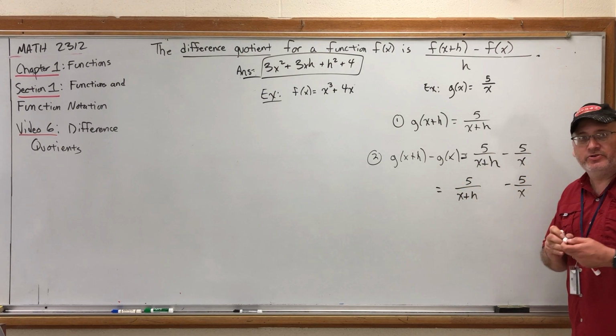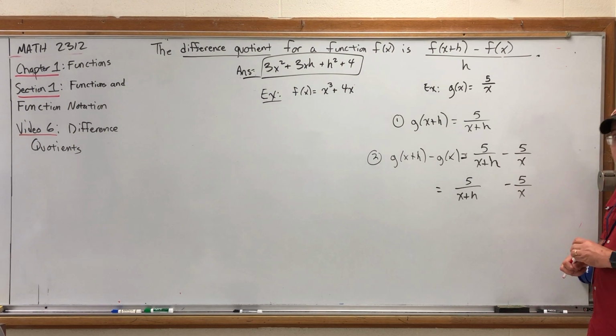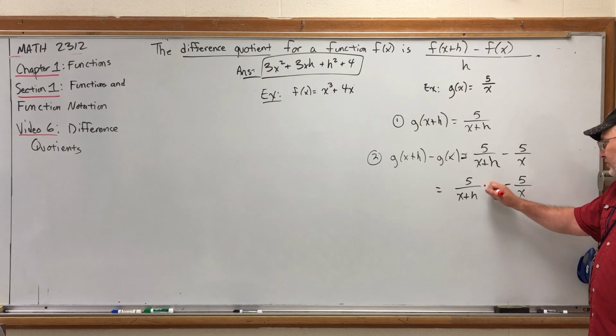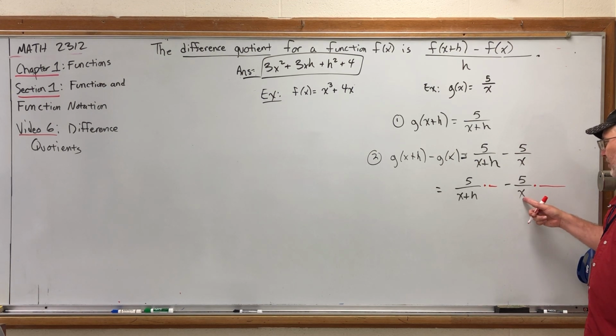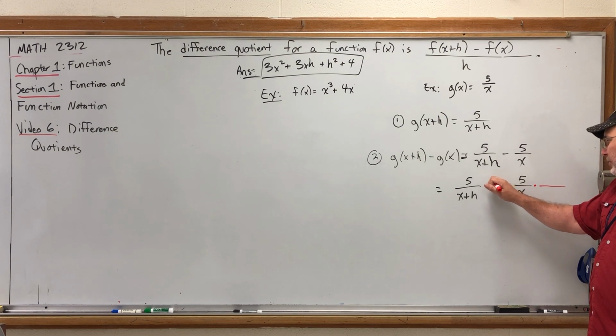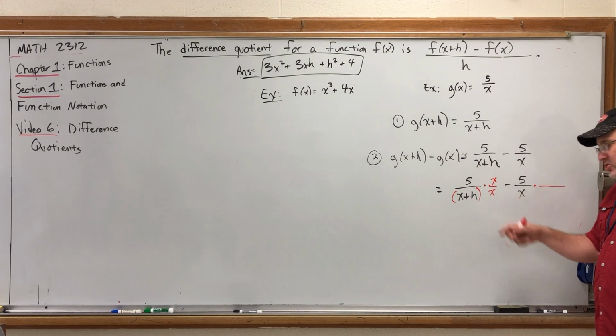It's actually a lot easier than it seems. Basically, you need to make the denominators match. And the easiest way to do that is to multiply each fraction by the other fraction's denominator on top of itself. For example, the second fraction's denominator is x, so I'm going to multiply the first fraction by x over itself. In the denominator, that will give me an x plus h times x.